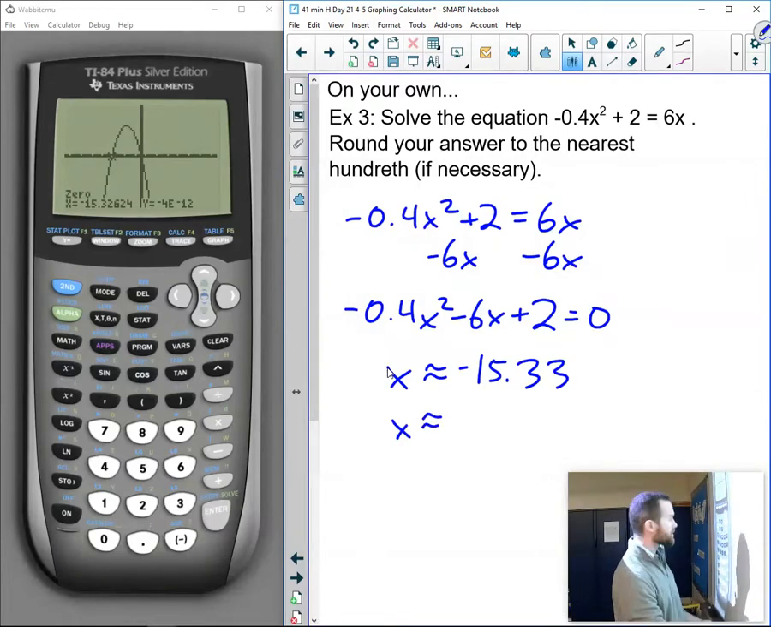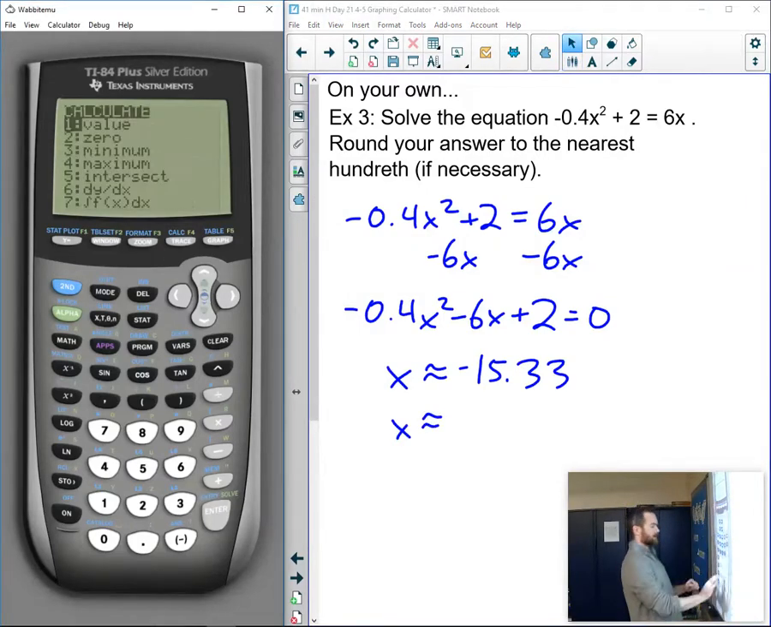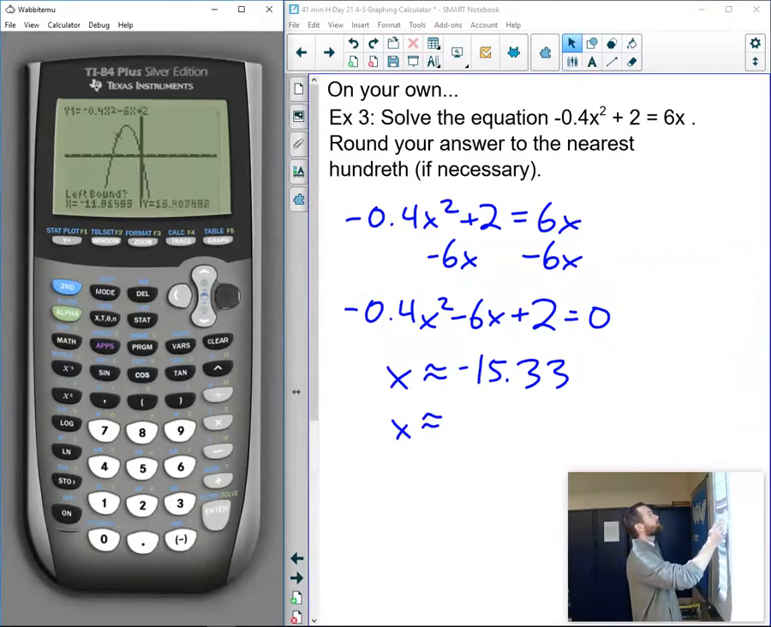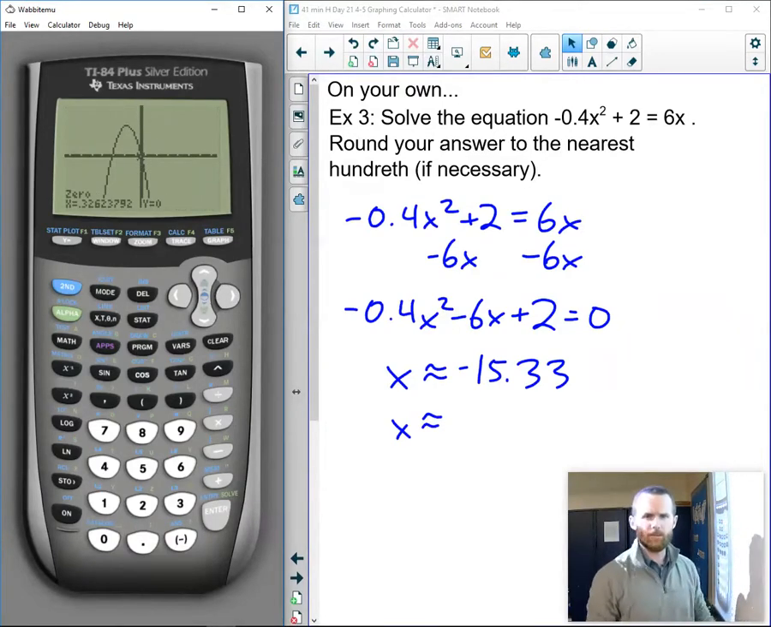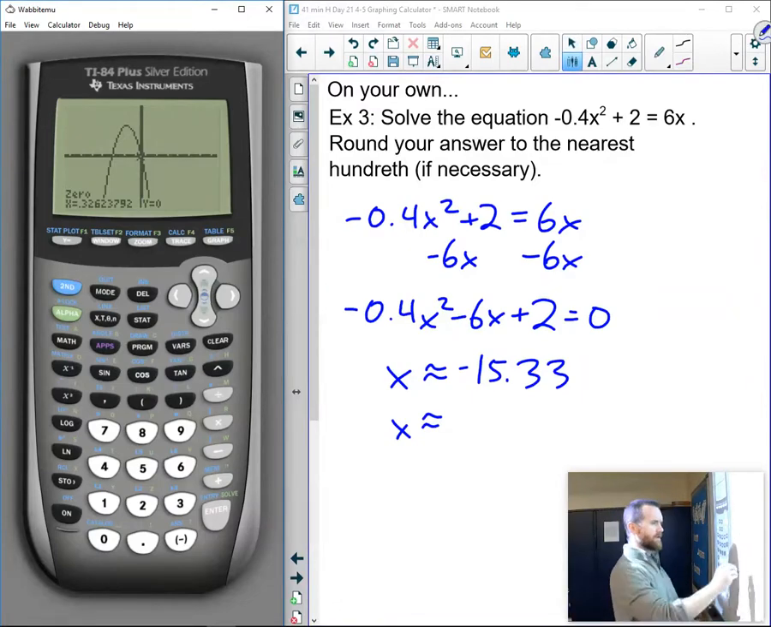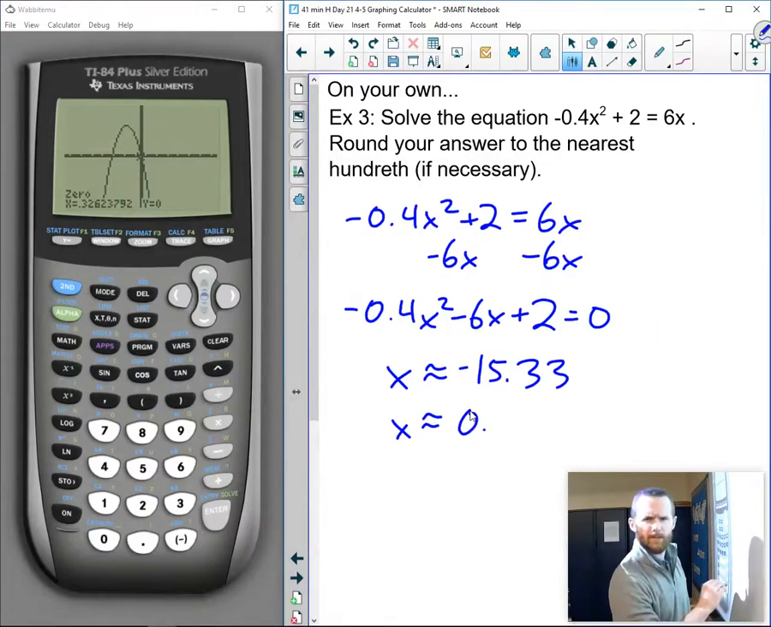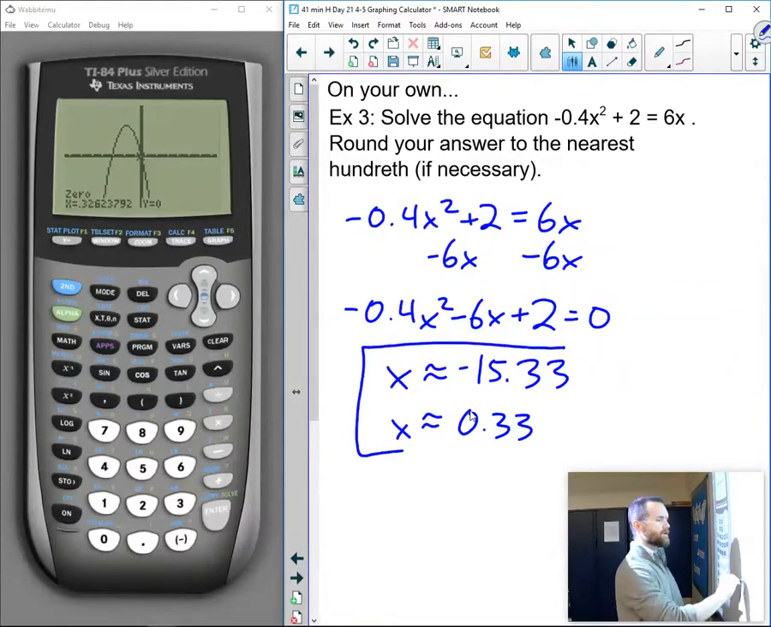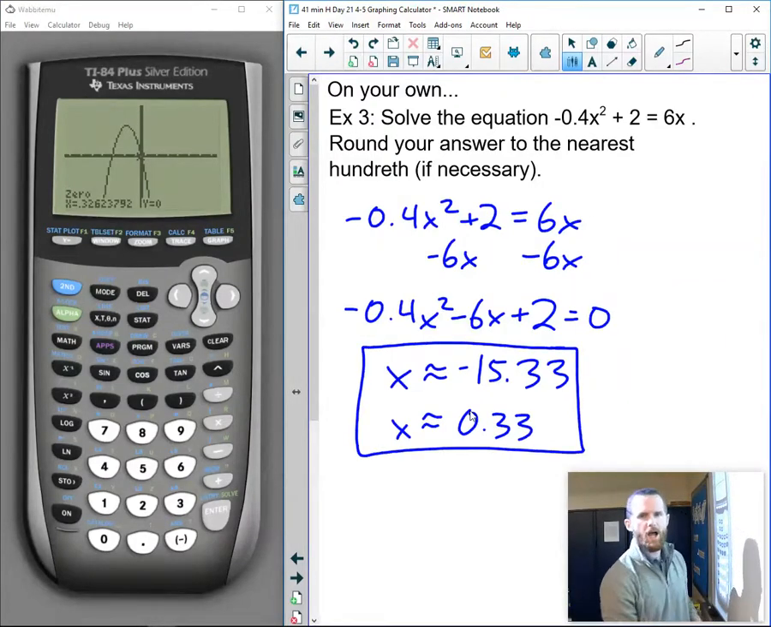Then the second one is going to be, let's see, second calculate 0. And I move over, that's to the left of my second real root. I'm going to hit enter. Then I move till I go into the negative part of it and hit right, hit enter one more time. And let's see what we got, 0.326. So that's going to round to 0.33, yep. And those are our two solutions. Hopefully that's what you got on your own.